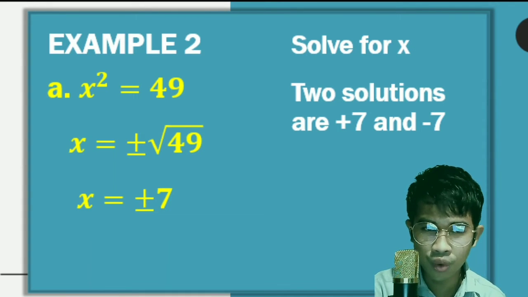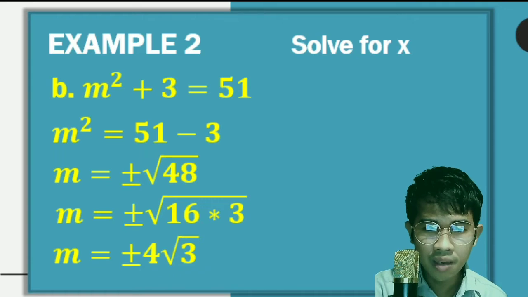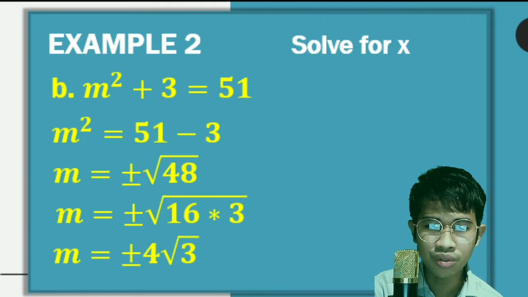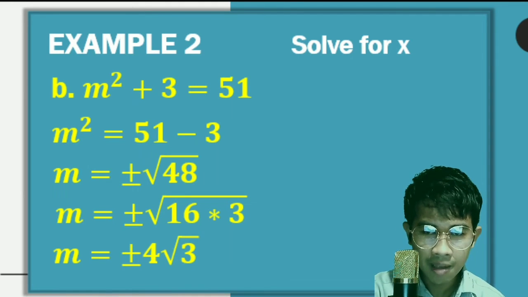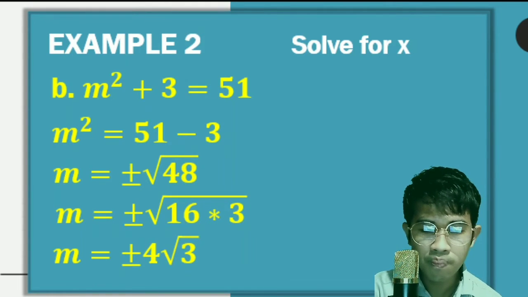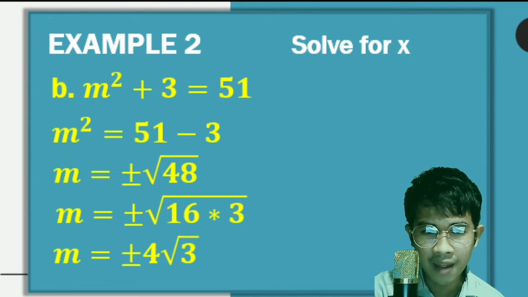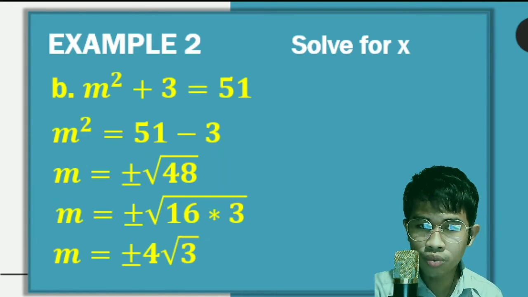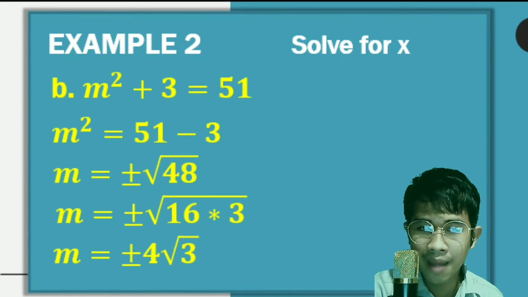Remember, we're solving for x. Example number 2, letter B: mx squared plus 3 equal to 51. So, gamiton ta ang rule sa pag-transpose. To solve for the value of x or any variable, m is also a variable, tandaan naton. Any letter in algebra nga ginagamit naton is a variable that is a substitute sang unknown nga number. So, we're going to solve for the value of m at this time.